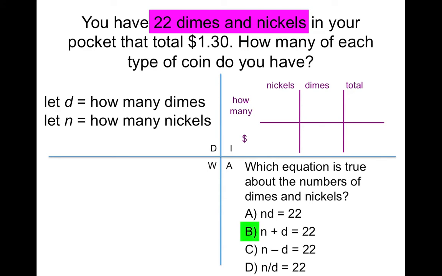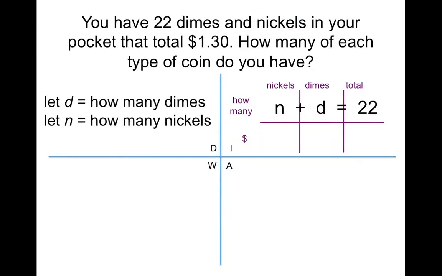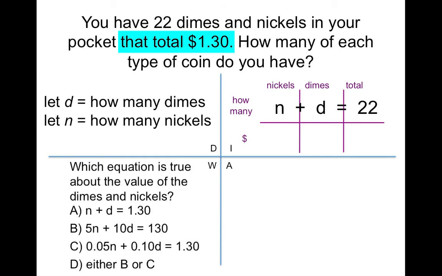There are 22 coins altogether, so the number of nickels and the number of dimes add up to 22. We'll place this in the top row of our table. The other kind of information we have refers to the dollar value of the coins. Read each equation carefully and choose which one is true about the value of the dimes and nickels.